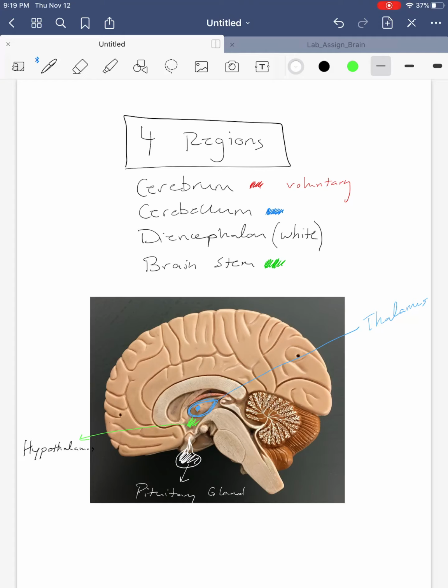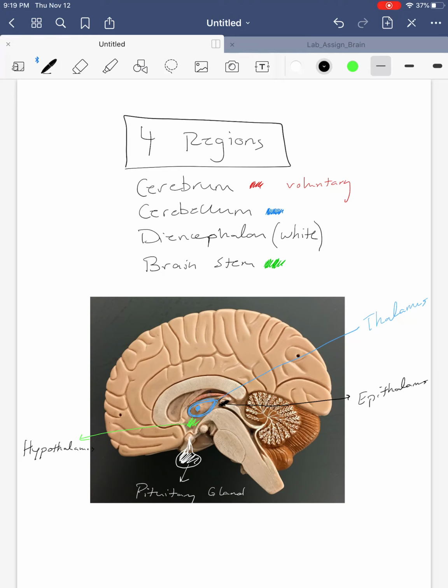All right. And then lastly, we're going to have a region in the diencephalon called the epithalamus. So what I'm coloring in here in black is the epithalamus.